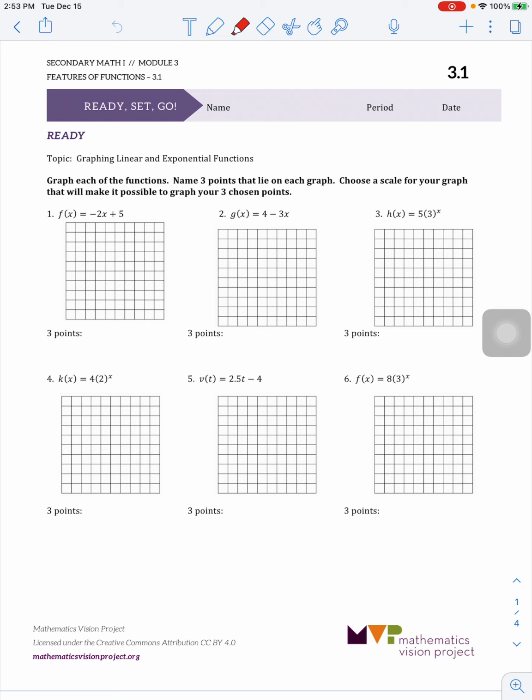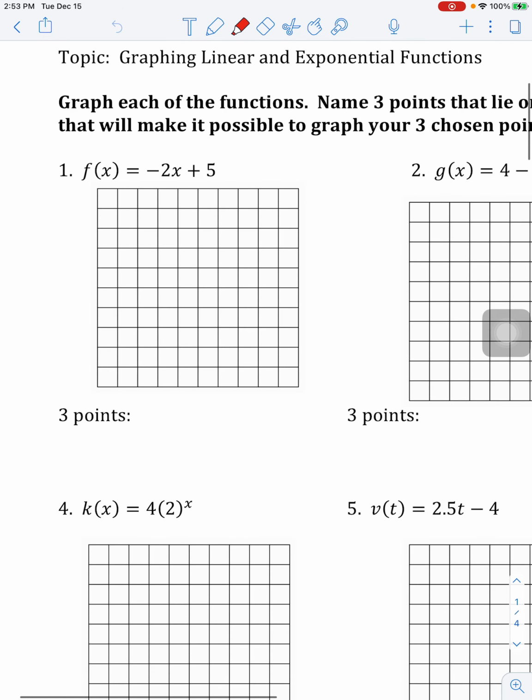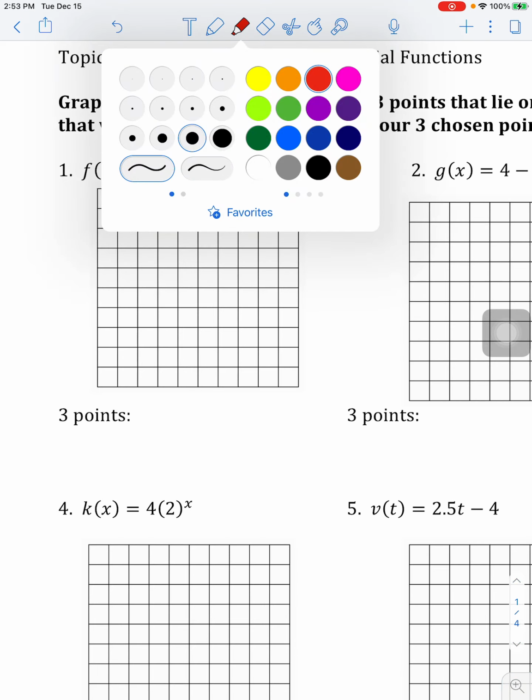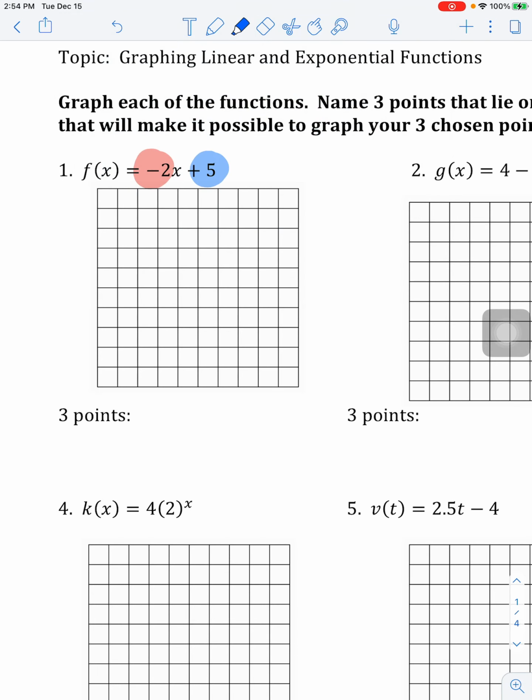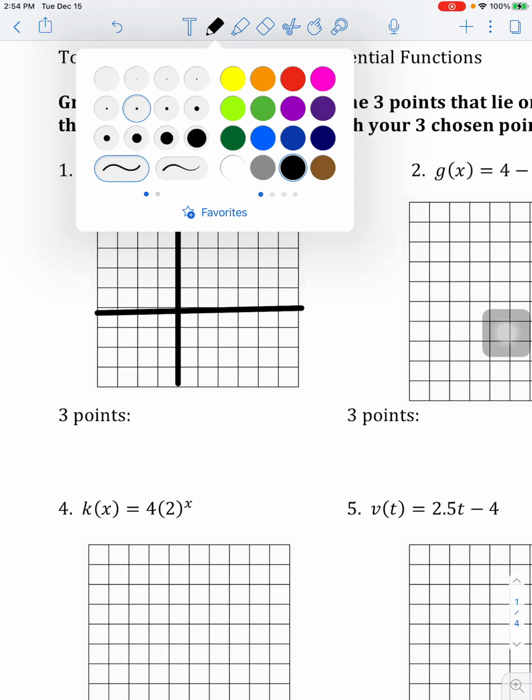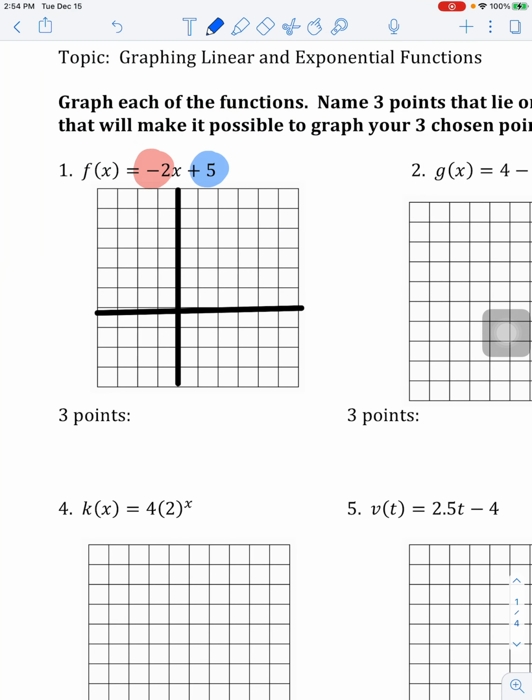Anyway, look at each of these and you want to start graphing with the 3 points. So the first one, they give you an action of -2 because it's connected to the x, and they give you a y-intercept of 5. So I'm going to start on my graph. First I need to make some axes. And I need my y-intercept to be on the y-axis. So 1, 2, 3, 4, 5 would be my y-intercept.